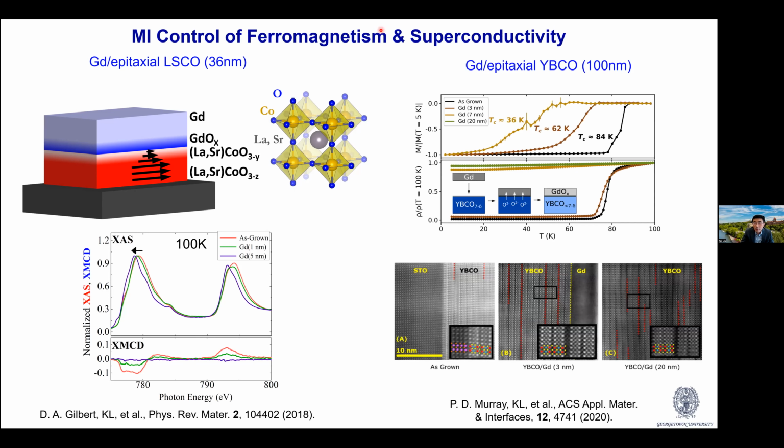Another example is on YBCO. This is an example of 100 nanometer thick YBCO. If we put a thin layer of gadolinium on top of it, it is able to grab oxygen through this entire 100 nanometers, and this has led to a very sensitive change in the superconducting transition temperature. There have also been complementary studies using ionic liquid gating, and this shows this electrochemical effect extends well beyond the interface.